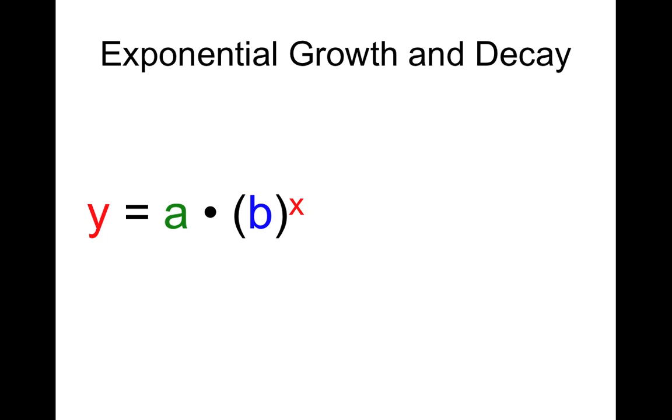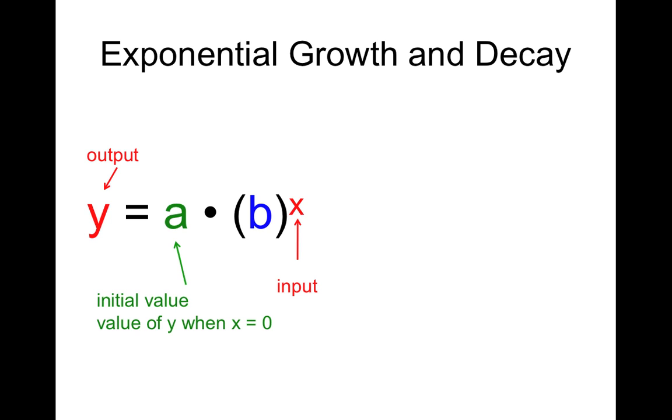So to summarize, this is the generic form of an exponential function. The x and the y represent the input and the output of the function like normal. This number here we often call a. We can say it's the initial value of the function. It's the value of y when x equals 0, and if we graph it, it's the y-intercept of the graph.